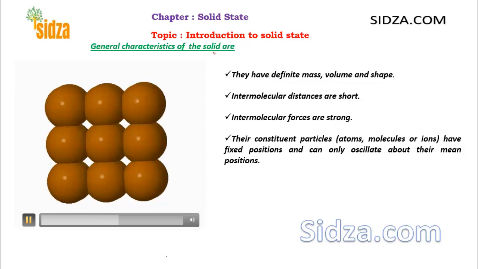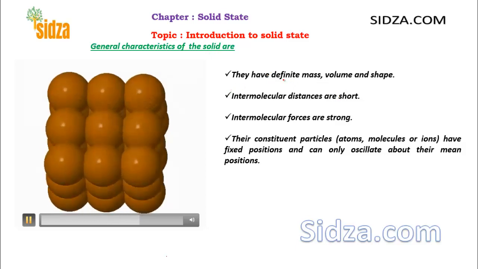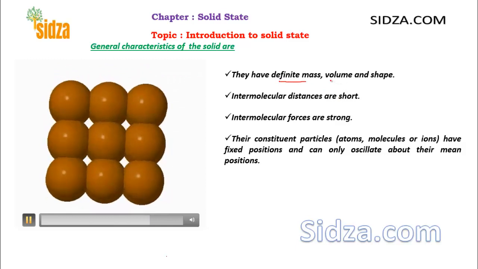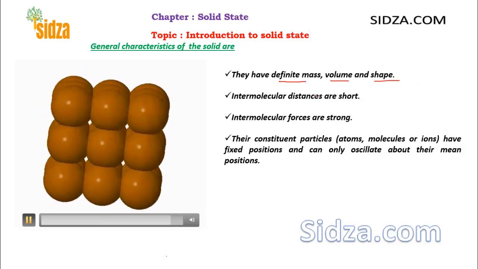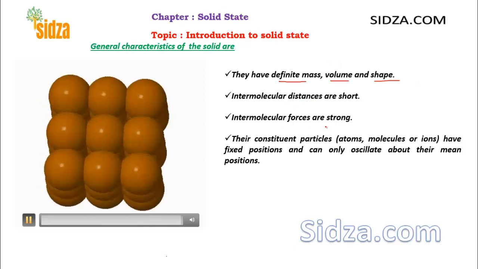Solids have certain general characteristics. Number one, a solid has a definite mass, a definite volume and a definite shape. And the intermolecular forces of attraction are pretty strong. It's because the molecules are packed together closely here. The intermolecular distances are very short, due to which we can say the force of attraction is pretty strong.